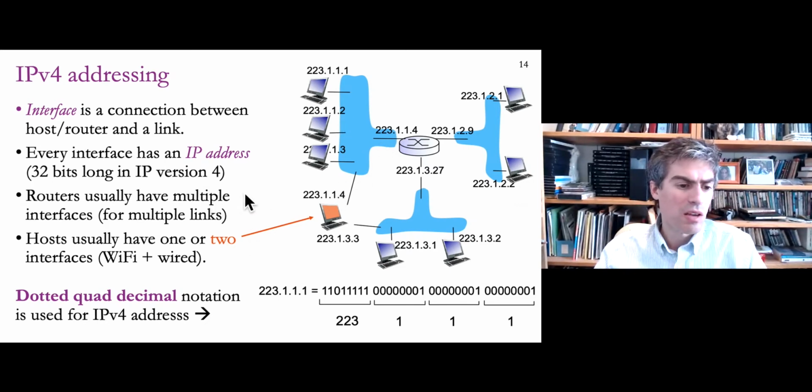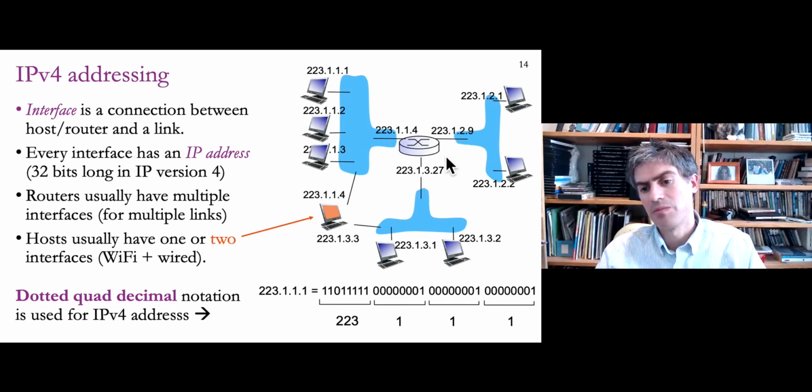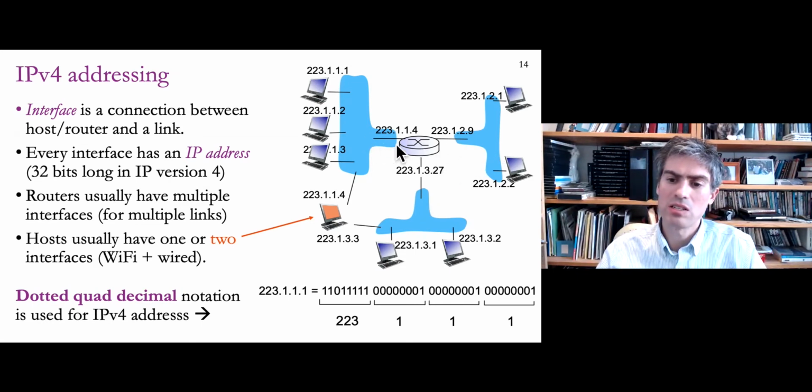Routers usually have multiple interfaces, multiple links, and so they have multiple IP addresses. This router in the middle has 3 IP addresses corresponding to the 3 interfaces it has, and we'll see later on the 3 subnets that it's connected to. So this router is serving as an intermediary to direct traffic between all of these 3 what are called subnets. We'll get to that in a second.